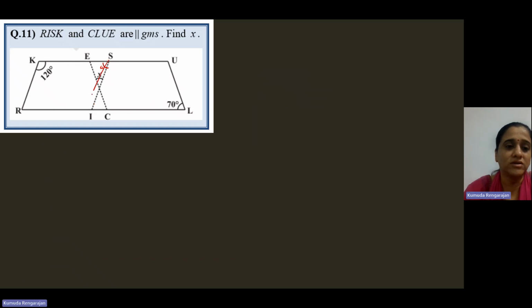this is not the parallelogram. Which is 70. This one is 70. Correct. Then angle sum property. Correct.